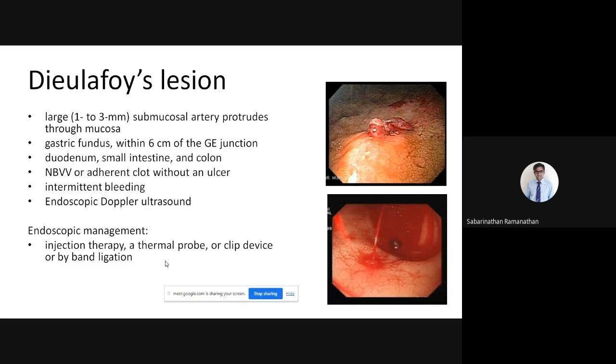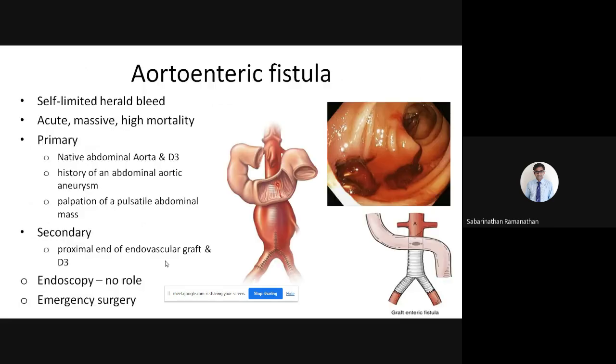And endoscopic Doppler ultrasound is also used to show the flow of the bleed. So endoscopic management is the same: injection therapy, thermal probe, or clip device, or we can apply a band also.